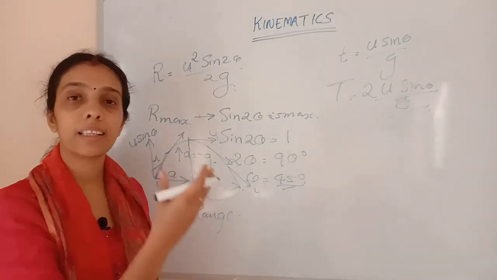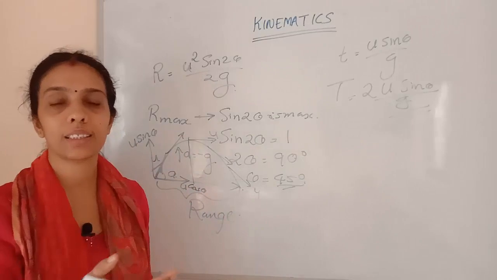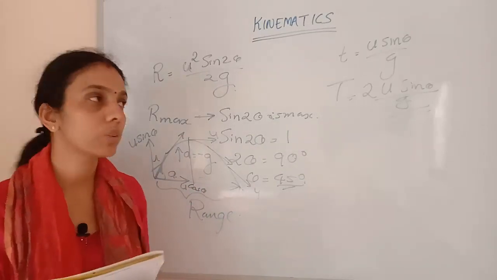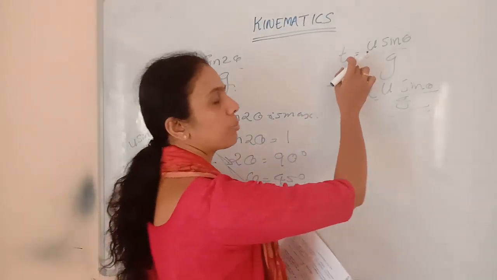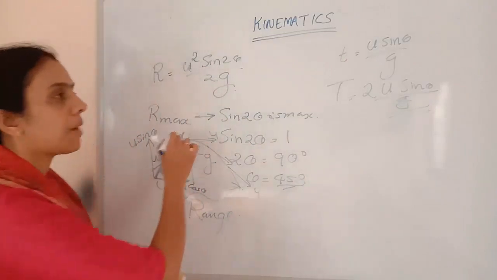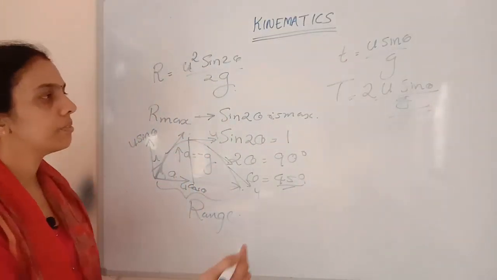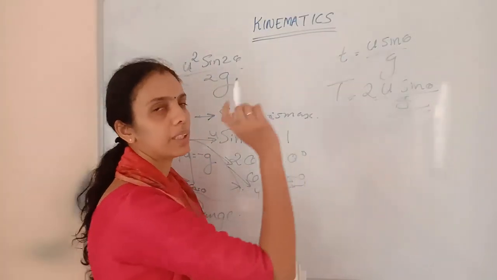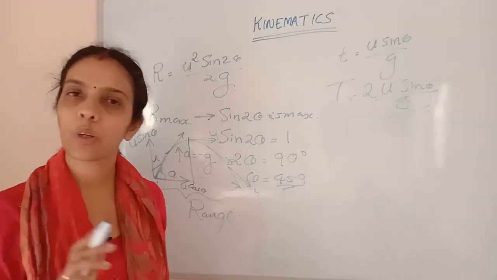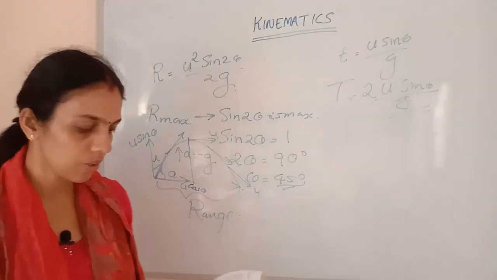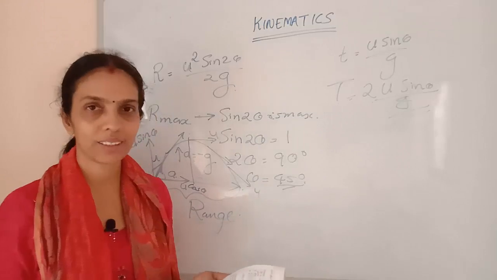Using the formula v is equal to u plus at, you can find the value of small t. First find the value of small t, and then just multiply it with 2. We already did this in our previous videos, so if you have any doubt you can go through that.